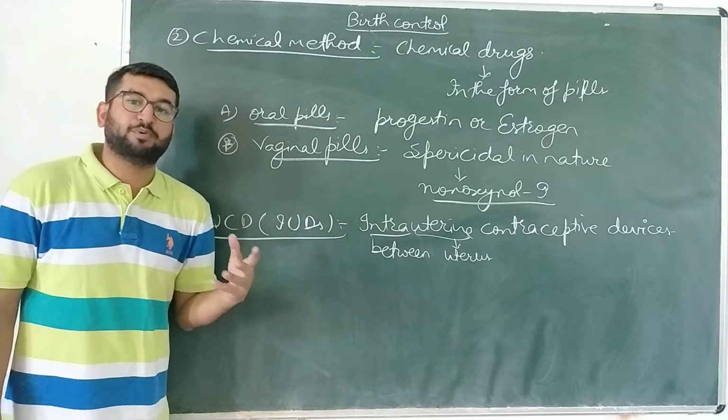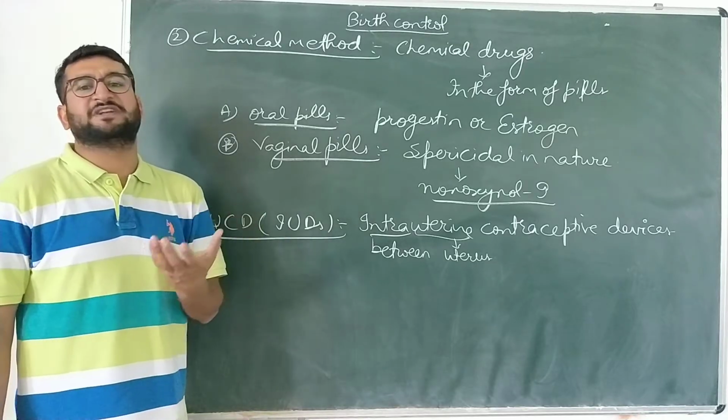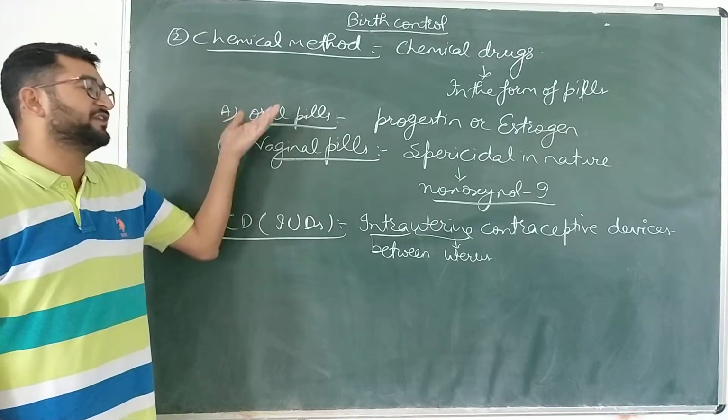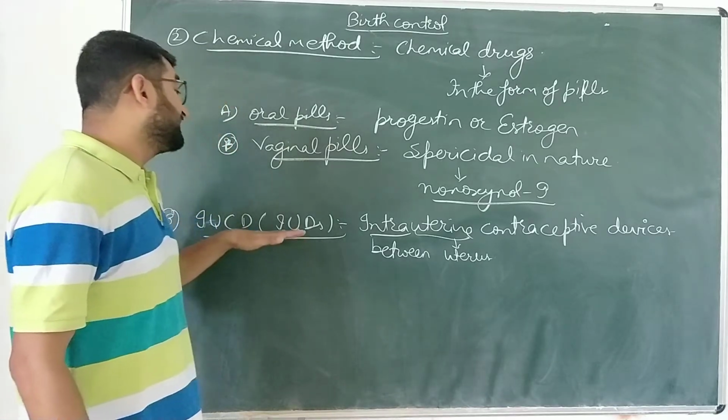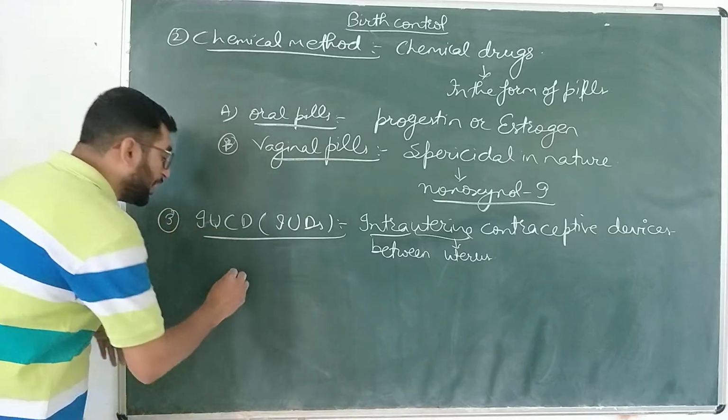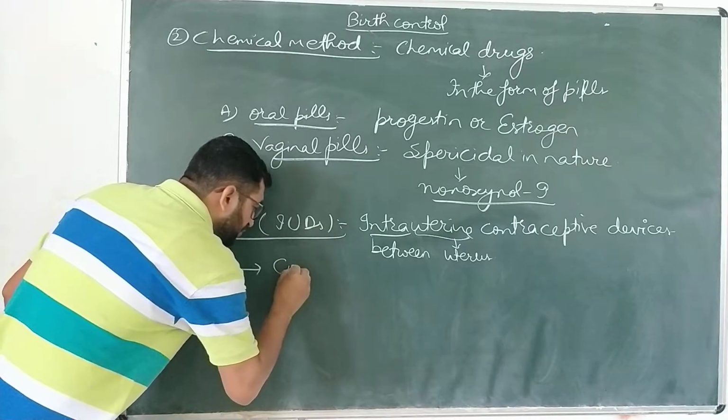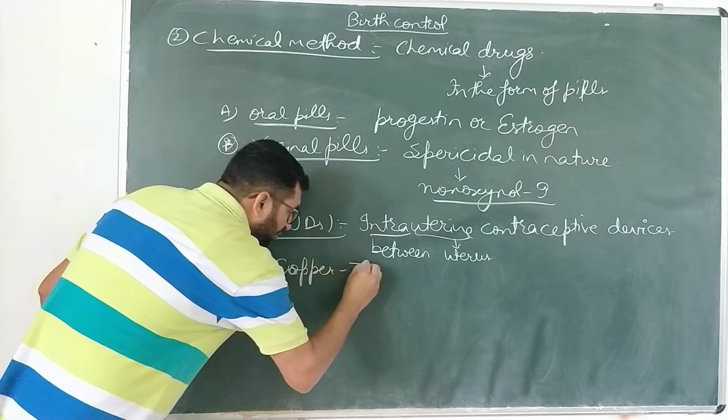अगर sperm वहां तक पहुंच ही नहीं पाएगा, तो fertilization नहीं होगा, and in the absence of fertilization, there will be no pregnancy. So, these are the IUCDs. The most common IUD which is used by a female is copper T.